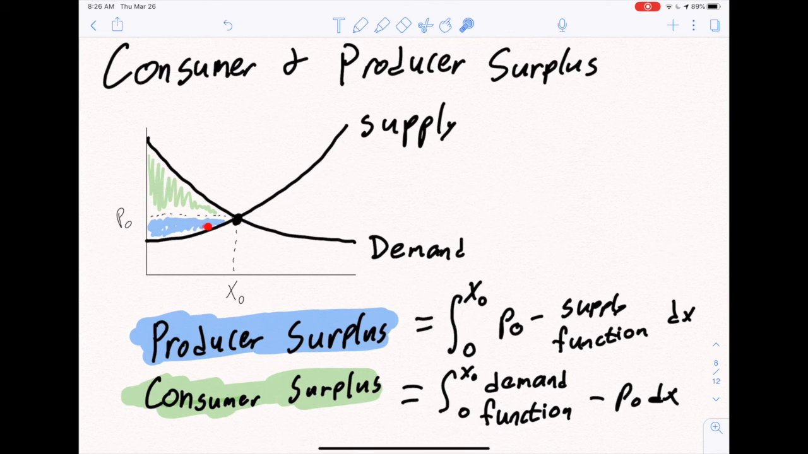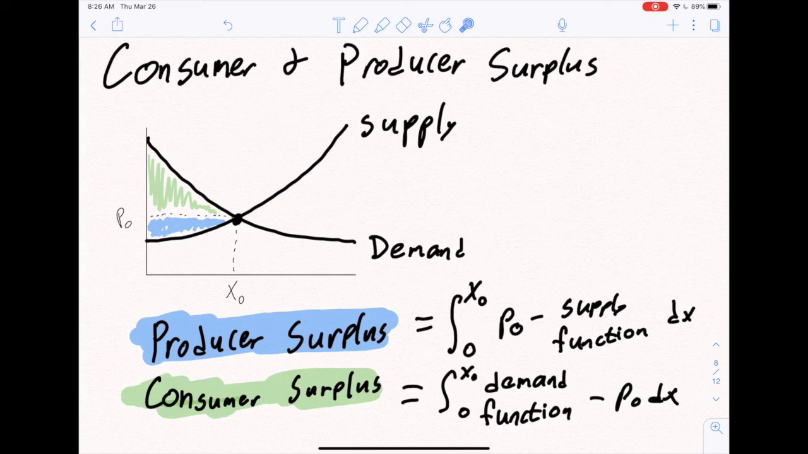Economists refer to this section highlighted in blue, the area between p naught and the supply function from 0 to x naught, as the producer surplus. This green part here, economists refer to as the consumer surplus. And in order to find these, we're just finding the area bounded between the graph of two functions.